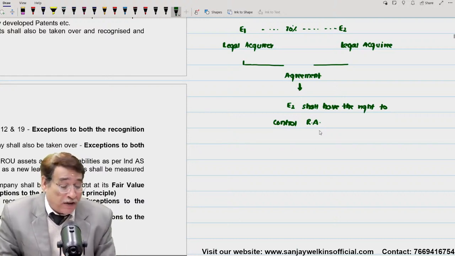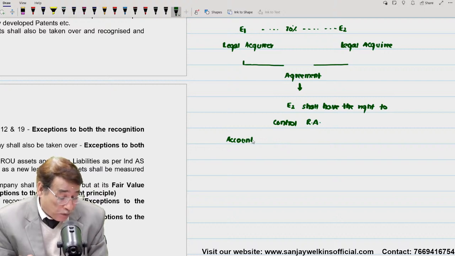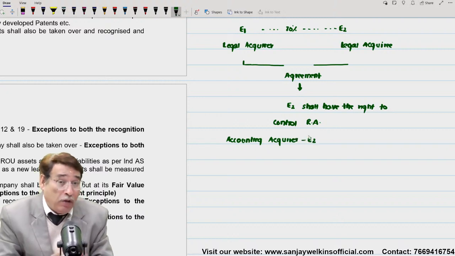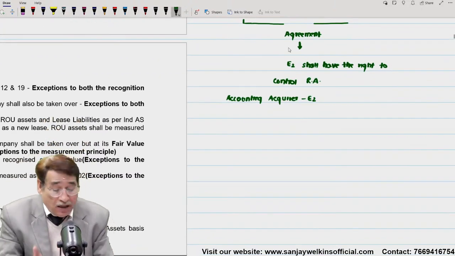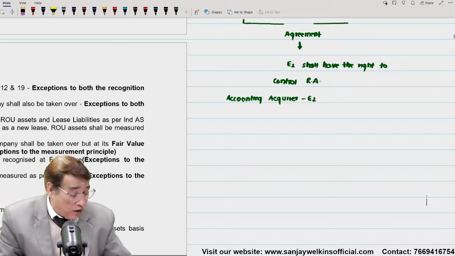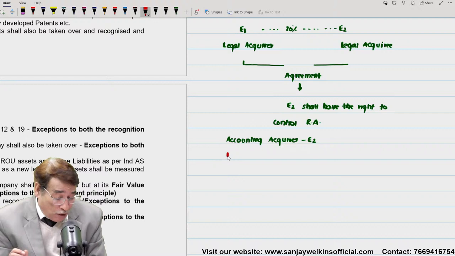In this case, the accounting acquirer will be E2. Correct? So for the purpose of accounting, E2 will be considered the accounting acquirer. We will do the accounting in the books of the acquirer, and E2 will be considered the accounting acquirer, because in this case the legal acquirer is not the accounting acquirer. That is why we may say it is a case of reverse acquisition, and we will do some lengthy questions on reverse acquisition later on.